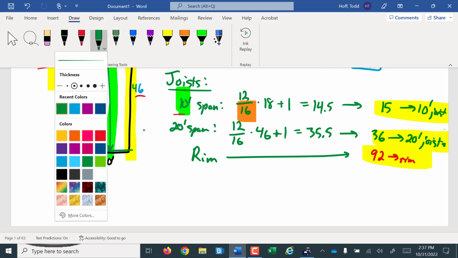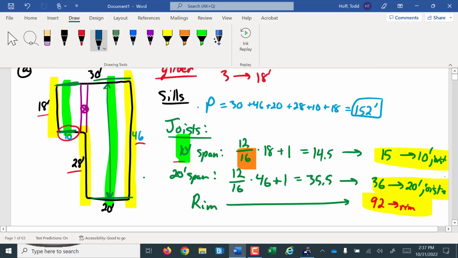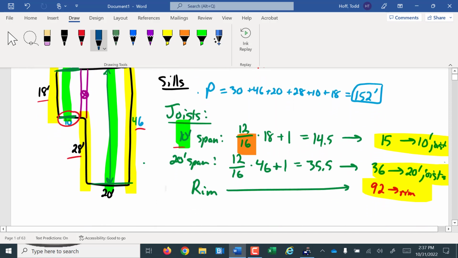Any questions so far? Does all look familiar? Okay.